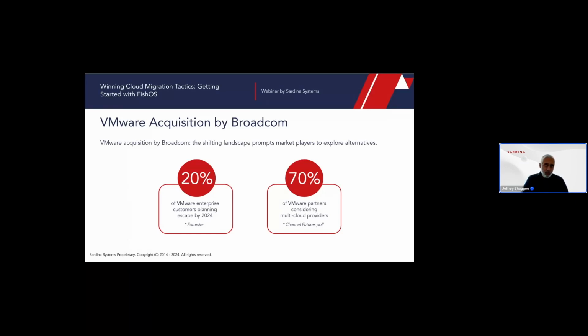So, some data points. Looking at Forrester's latest data, this shows that 20% of VMware Enterprise's customers are escaping from this virtualization stack by the end of this year. Second, companies are in a state of mind of changing their tech stack based on post-M&A events, which could impact their application spend and partnership levels. It's about 70% of VMware partners who are eyeing up competitors among multi-cloud providers, and this is something Channel Futures shared.